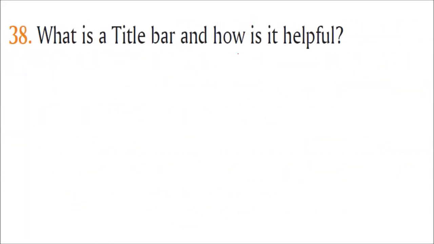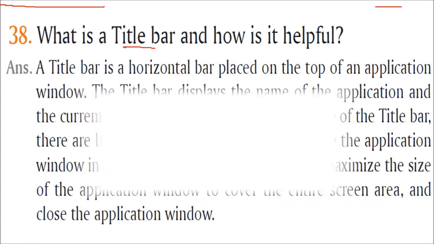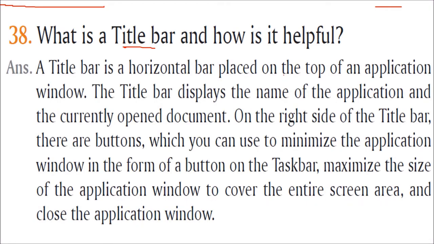What is the title bar and how is it helpful? If this screen is your title bar, then you'll see the name of the document you have opened, along with some symbols and buttons. A title bar is a horizontal bar placed on the top of the application window. The title bar displays the name of the application, or the currently open document. Here you will find buttons to minimize, to maximize, and to close the application.